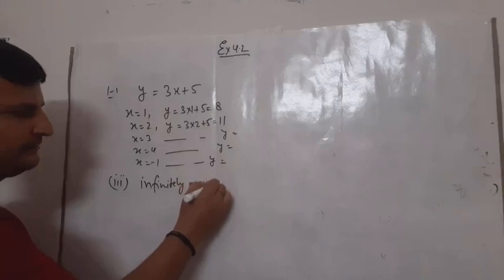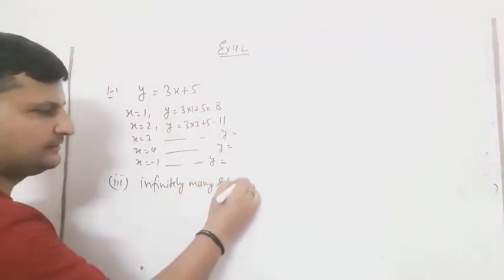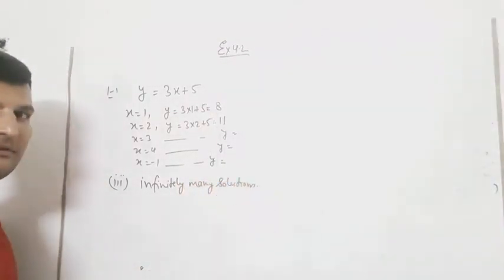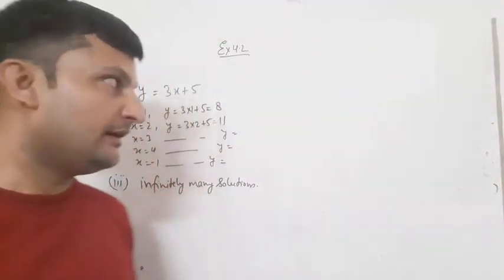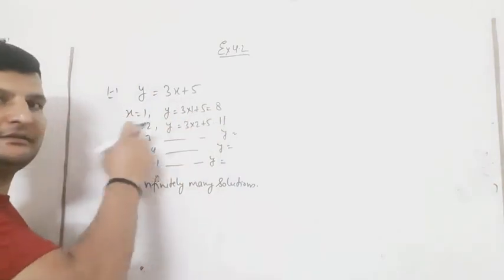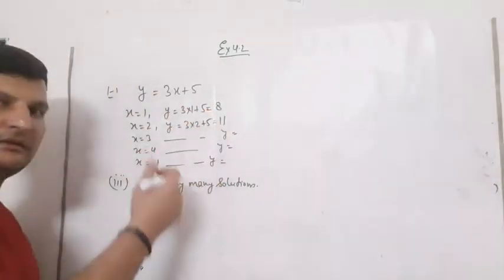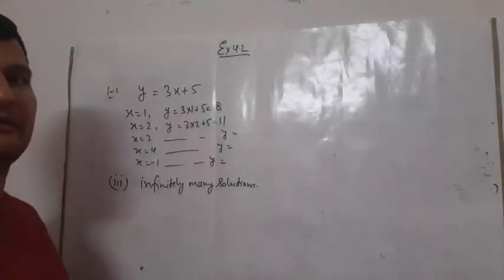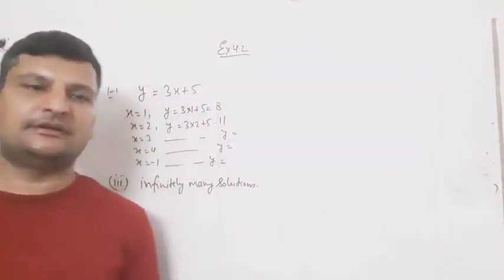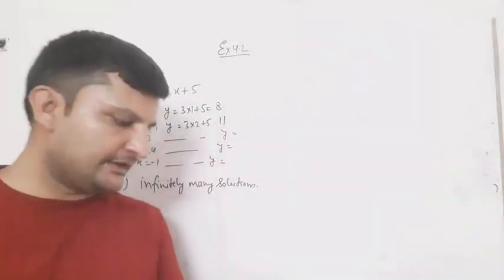Infinitely many solutions. So you have to remember always that a linear equation has infinitely many solutions. How is it possible? We have done it like this. You can put any values, you will get totally different answers. So we can say that a linear equation has infinitely many solutions. Remember it always.